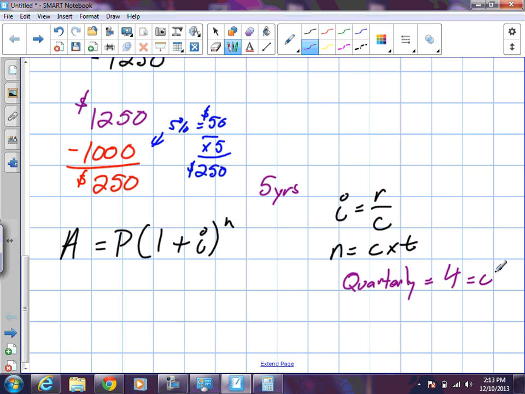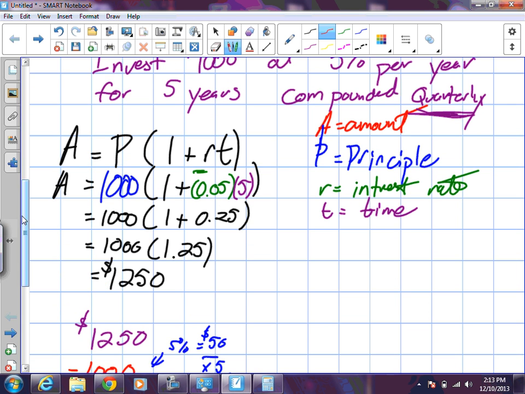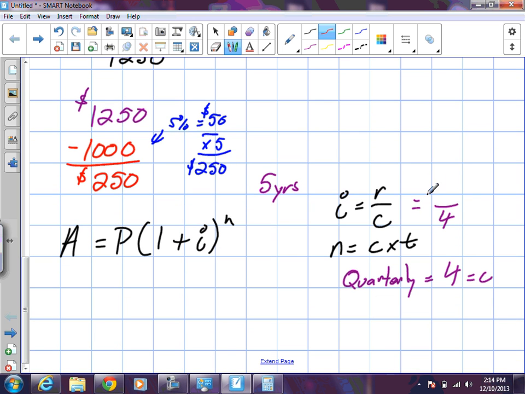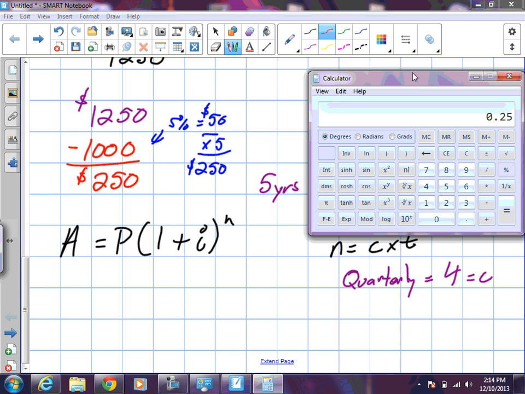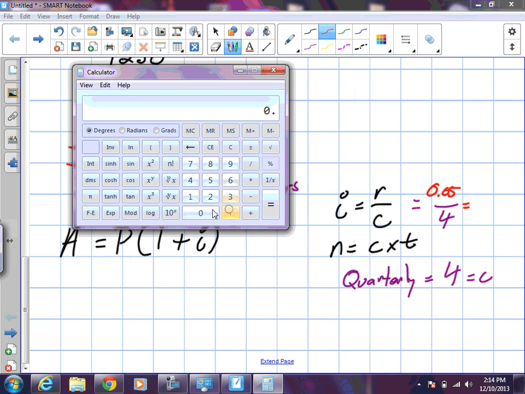So to solve what I is, what was our interest rate, our R? Yeah, it was 5%, which is the same from our simple interest. So I put it as a decimal, 0.05. And we have to calculate I. I is going to be a little different. We have 0.05 divided by 4 equals 0.0125.